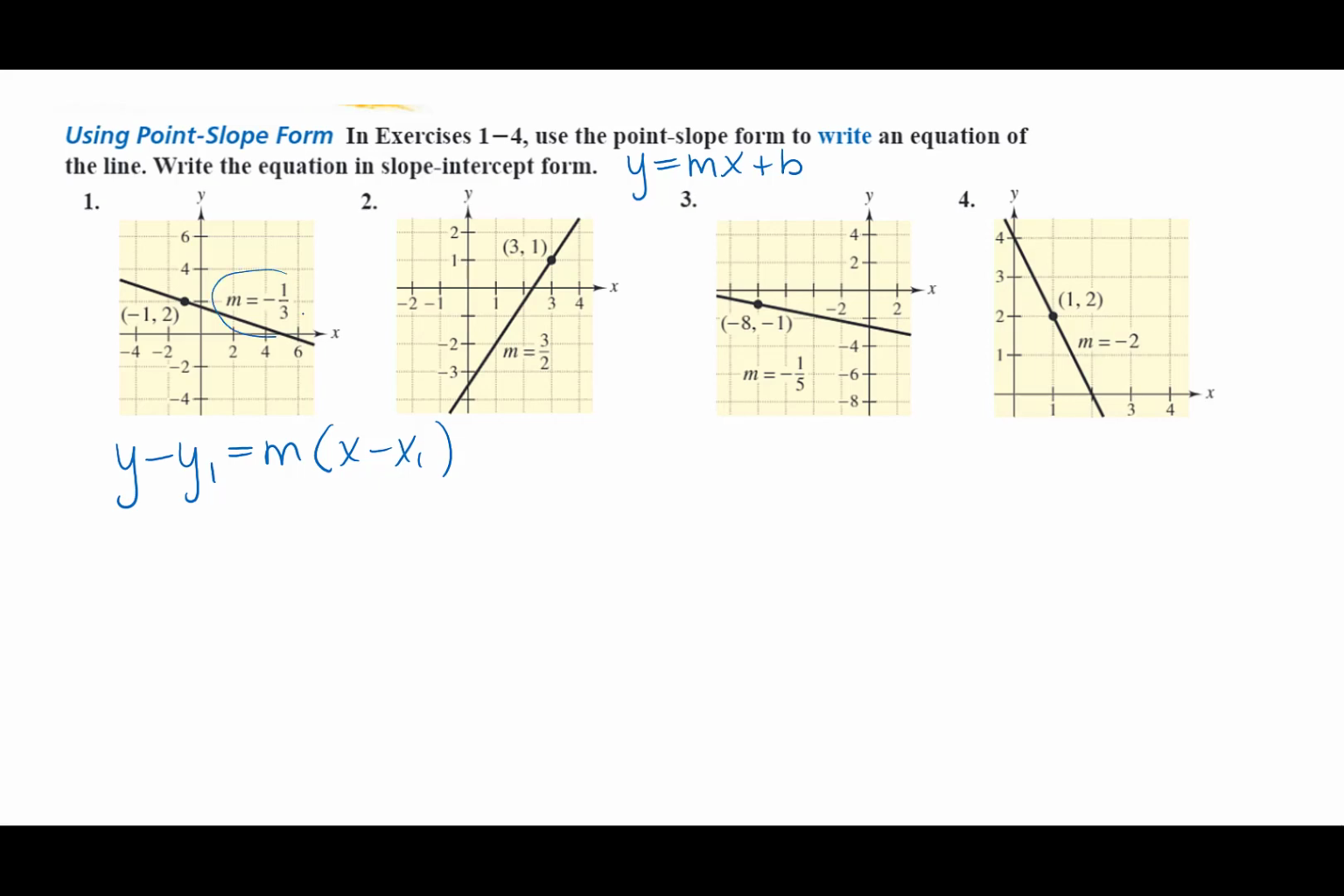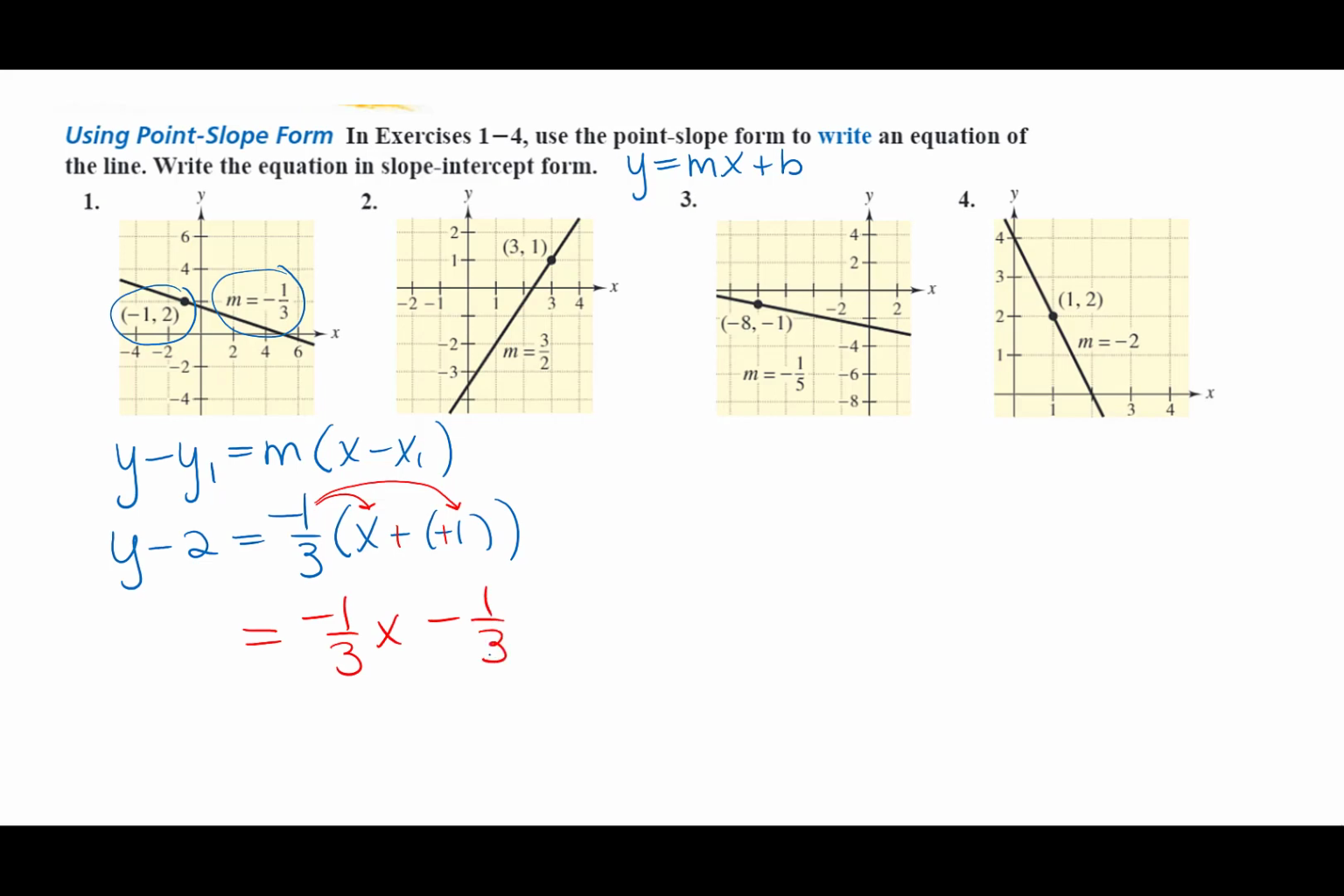Okay, question number 1, we have a slope of negative 1/3, and here's an ordered pair, negative 1, 2. Remember, negative 1 is your x value, 2 is your y value. So if we substitute in those values, it would be y minus 2 equals negative 1/3 times x minus negative 1. Now if we simplify this, first of all, let's add an opposite, so that will be x plus 1. Now if we distribute this negative 1/3, this right side would be negative 1/3 x minus 1/3, and then the left side is still y minus 2.